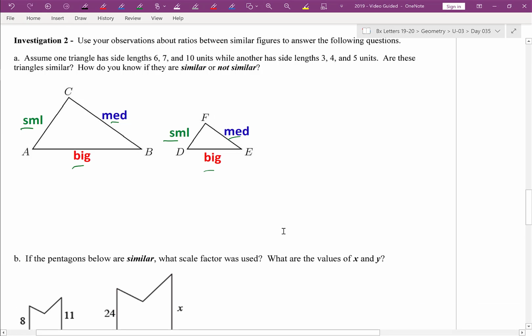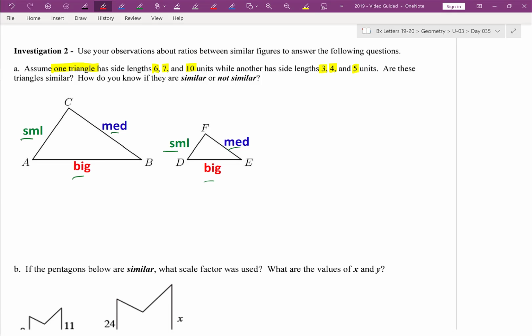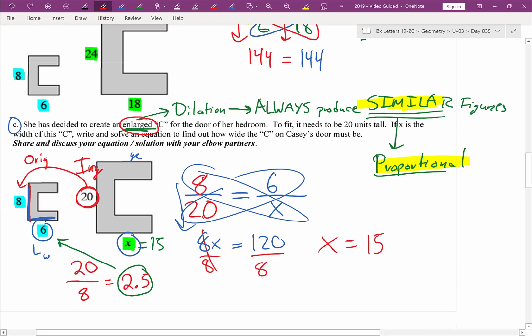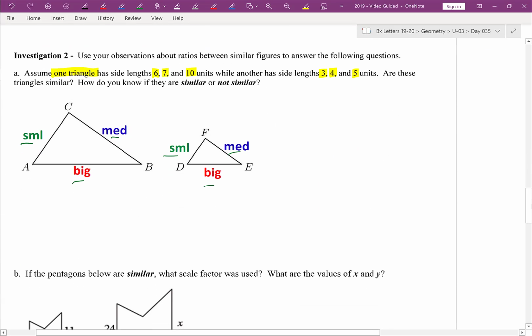Okay, so if you've come back, let's read this. It says, assume one triangle has side lengths 6, 7, and 10. Okay? And then the other triangle has side lengths 3, 4, and 5. Now they're not telling us they're similar. Now they're not saying we enlarged it. Right? When I hear enlarge, that guarantees me similarity. That guarantees me proportionality. This is the other way. This is like, yo, something happened. You have these two shapes. They want to know, are these triangles similar? Did a dilation take place?